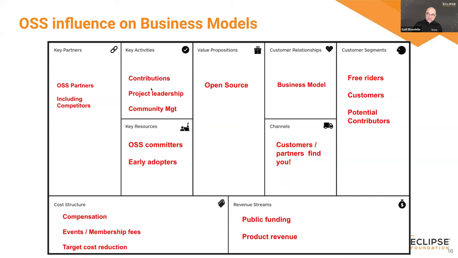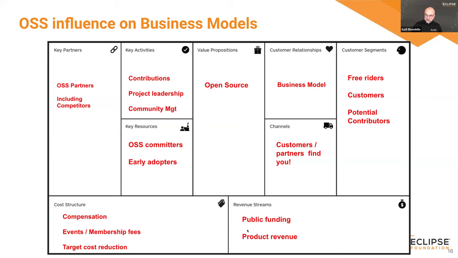In terms of activities, of course, you need to contribute to the project. So open source is for the companies that have developers. You need to also lead projects and to invest in community management, because to some extent, the only community you get is the one you develop. And the key resources are your open source committers and also early adopters. Those are the people from the community that are excited from the beginning with your project.